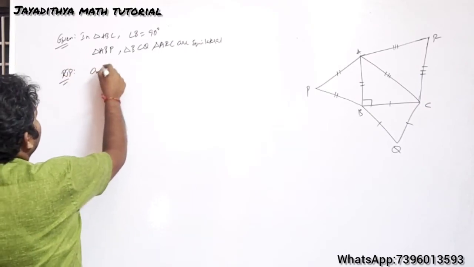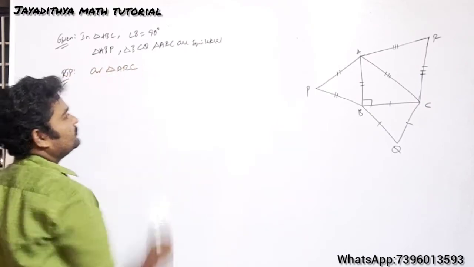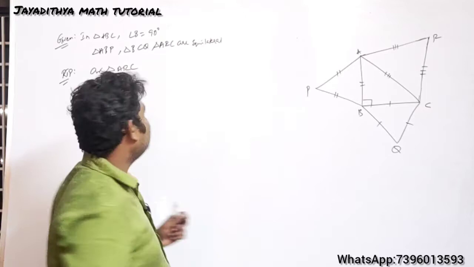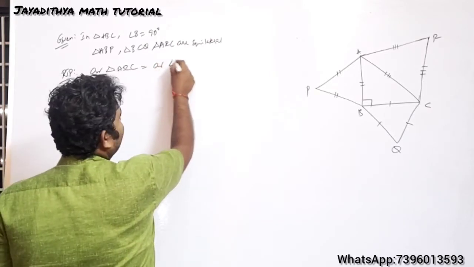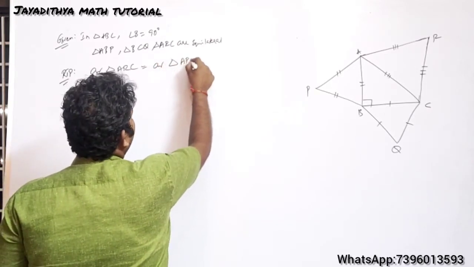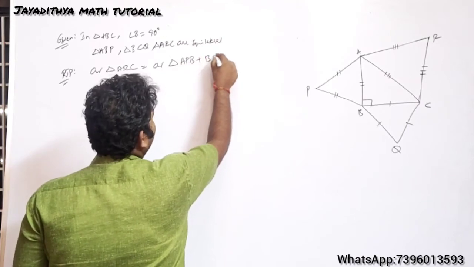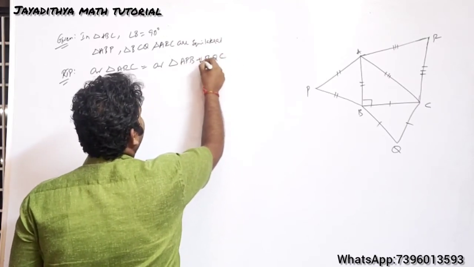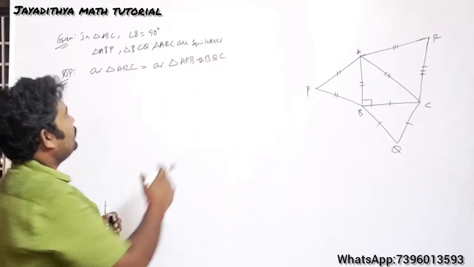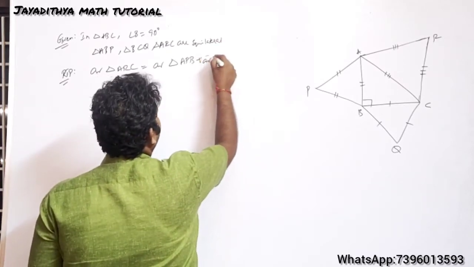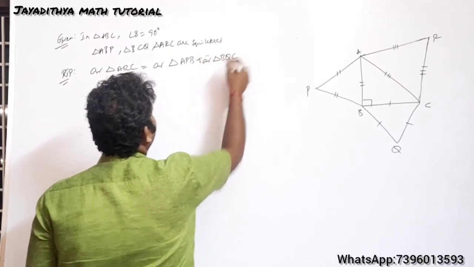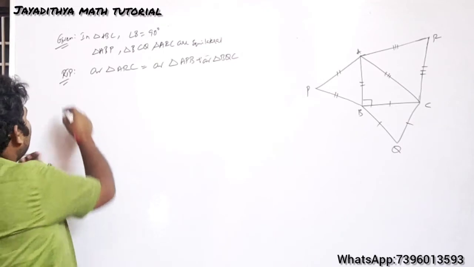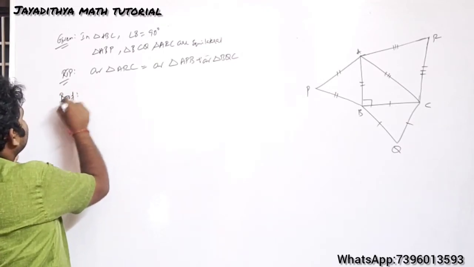We need to prove that area of triangle ARC, that means area of the triangle drawn on the hypotenuse, is equals to area of the triangle APB plus area of the triangle BQC. Clear? So how to go for proof here?